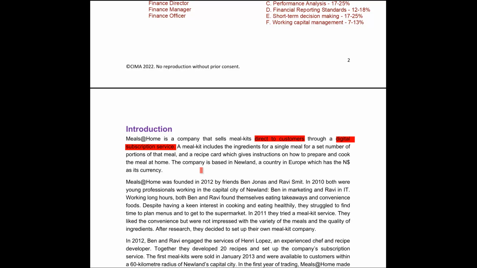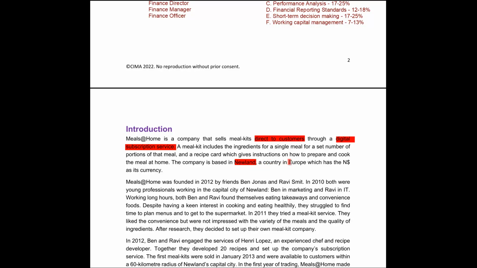So it might be worth thinking about why a customer would want to use this product. They may save time. It's going to be very convenient for them. Why might they use this kind of service? And the company is based in Newland. Now, this is not a real country, obviously, it's a pretend company, but the pre-scene is going to tell us a little bit about this company.